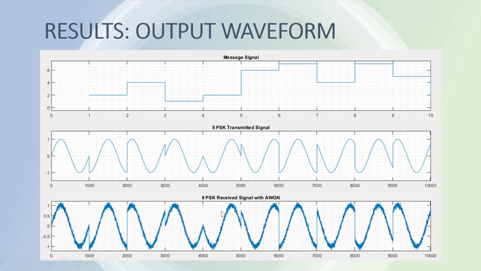Then we have the 8 PSK received signal with AWGN, or additive white Gaussian noise. It is basically a similar modulation waveform as the transmitted signal, except the waveform is kind of blurry because there is noise with it.